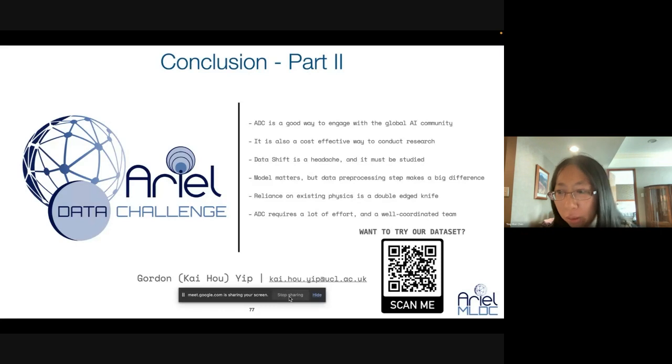So Ariel would be the next mission, right? And how do you think about the current James Webb Space Telescope? What would be the new challenges? Because now we have JWST, would it provide some challenge for the next mission or not?